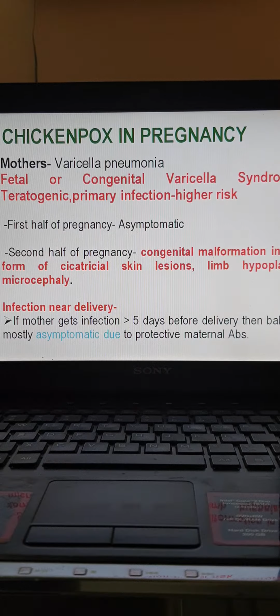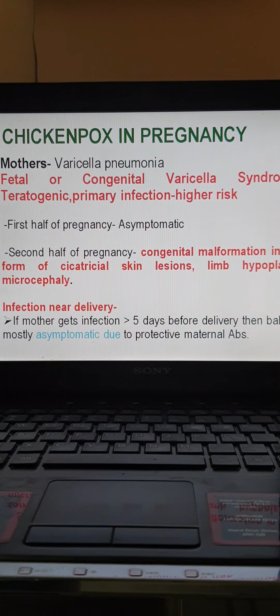Chickenpox in pregnancy can cause varicella pneumonia, which is a serious condition in mothers. As varicella zoster virus is teratogenic, mothers who have primary infection with varicella zoster virus are at higher risk, and it can cause fetal or congenital varicella syndrome. During the first half of the pregnancy, it may be asymptomatic in nature, but during the second half of the pregnancy, it leads to congenital malformation in the form of cicatricial skin lesions, hypoplasia of limbs, and microcephaly.